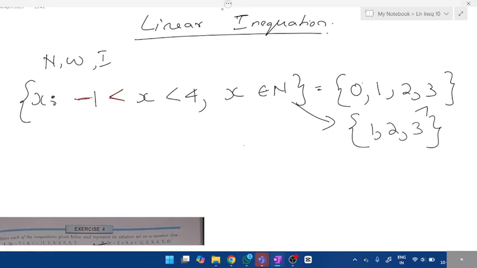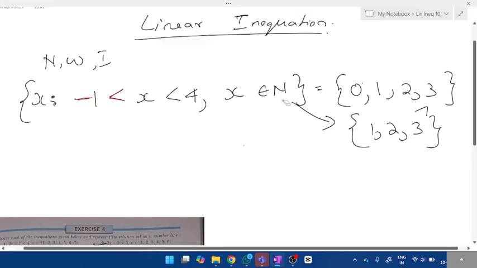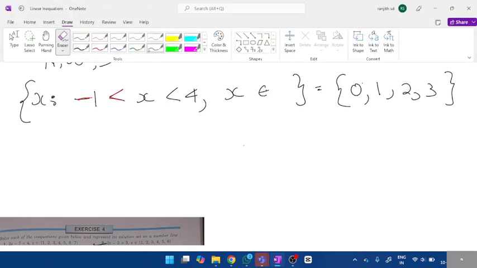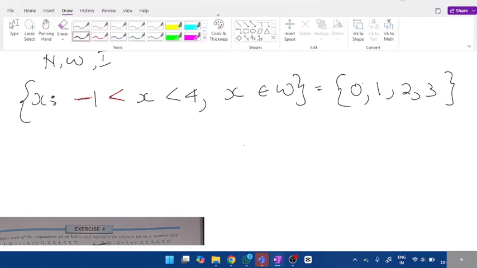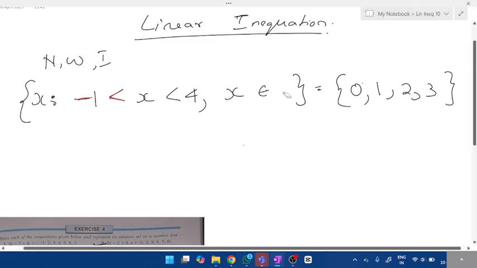In the same place, instead of n, assume they would have given w. W stands for whole number. Now is the answer correct? You have to include 0 also. So the natural number, whole number concept is done.